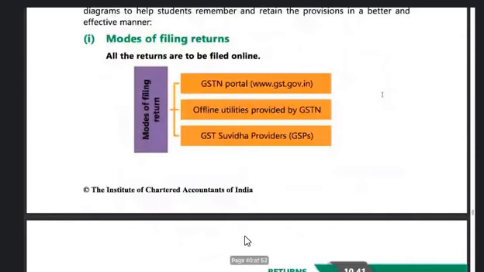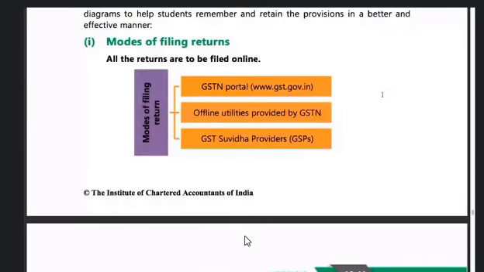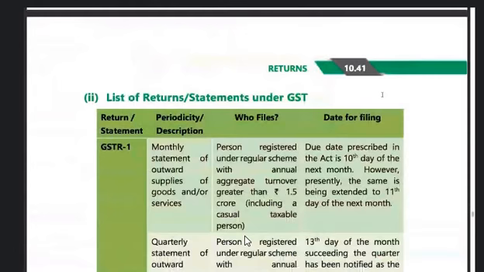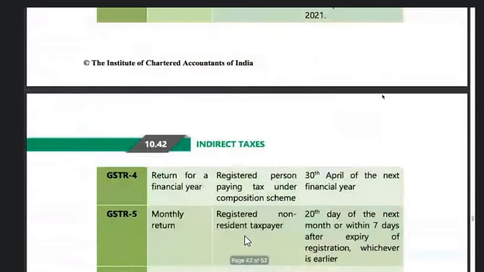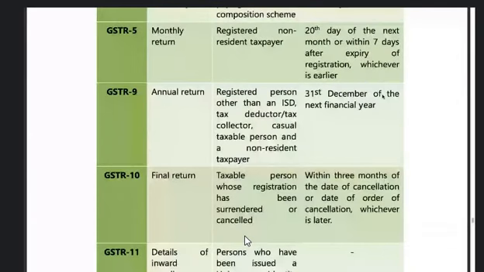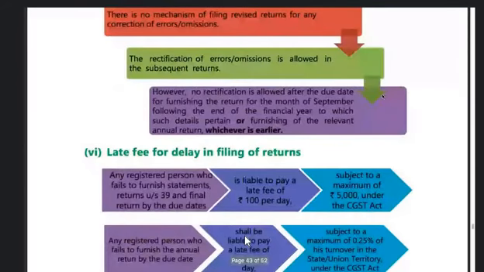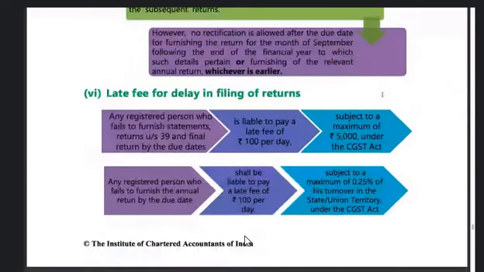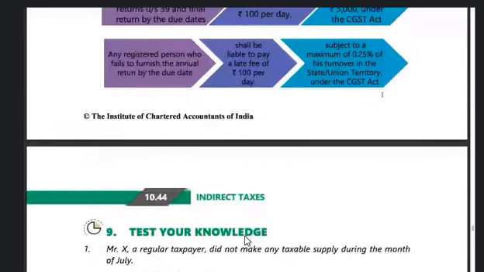The mode of filing return is only the GST portal. You can file the return either by offline utility, online, or through GST Suvidha providers. So GSTR 1, 3B, 4, 5, 9, 10, 11, these are the returns we have already seen. So with this we complete the last part of GST chapter 10. Next questions.